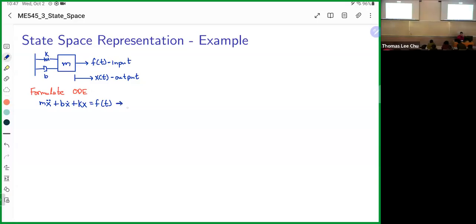I usually like to rearrange this differential equation such that the highest derivative is on the left-hand side, and everything else is on the right-hand side. So I divide everything by m, and then I subtract b x dot and k x. So then we get x double dot equals minus k over m x minus b over m x dot plus 1 over m f of t. So this is my rearranged differential equation.